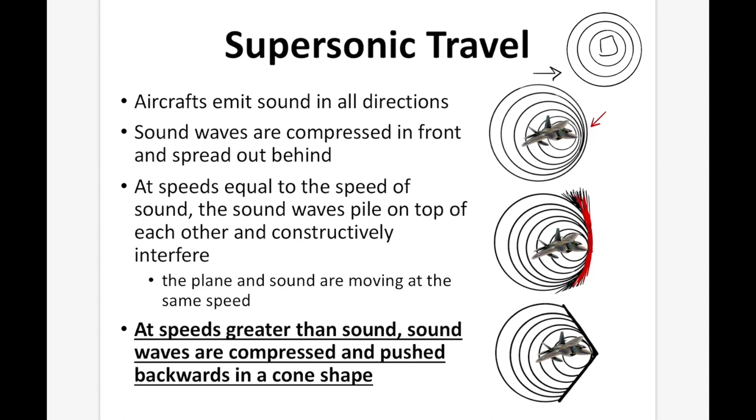At speeds greater than sound, the sound waves are compressed and pushed backwards in a cone-like shape. So now we can't have the plane in front of the sound waves because it's emitting the sound waves. It's always emitting it in front of it. And think of these sound waves maybe coming from the engine. So what we end up seeing is this cone-like structure where the sound waves are all piling up on top of each other, but the plane's moving at such a speed that it's creating a cone in front of it.